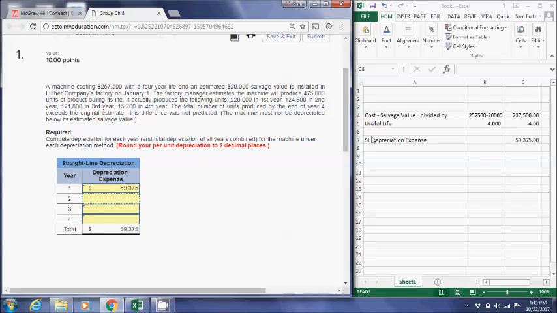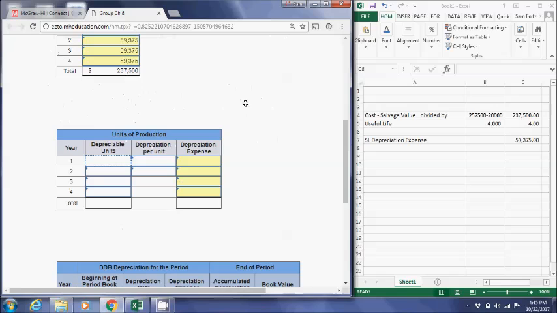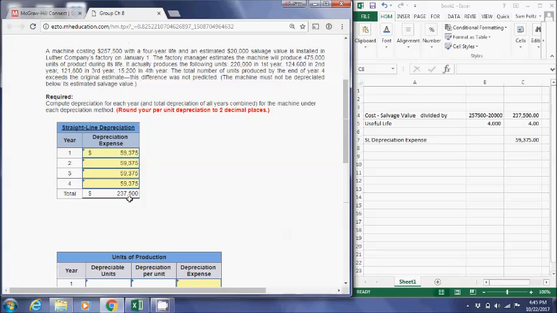Well, if it's straight line depreciation, that's easy. It's always going to be the same. So it's $59,375 in each of these years, and you will see that by the time we get to the end of year 4, the total amount that we've depreciated has been $237,500, which is exactly the cost of the machine minus the salvage value.